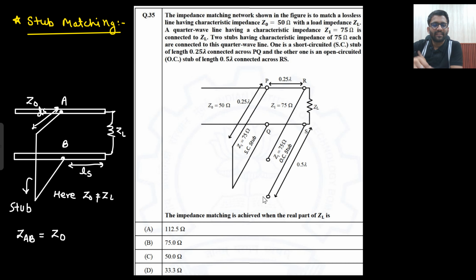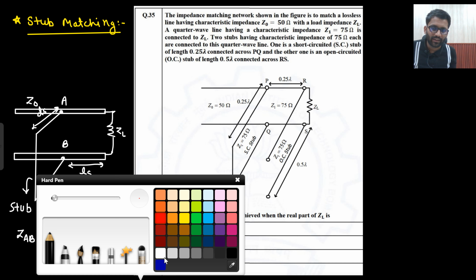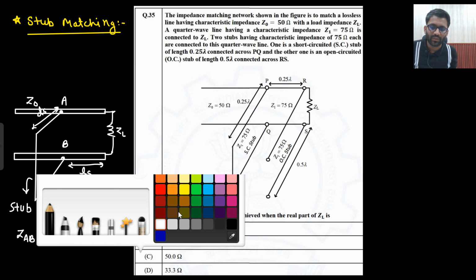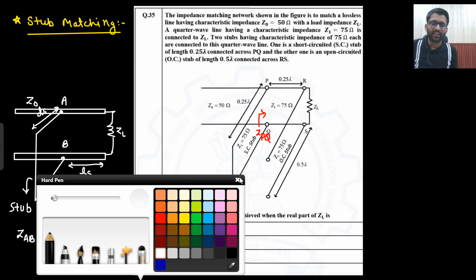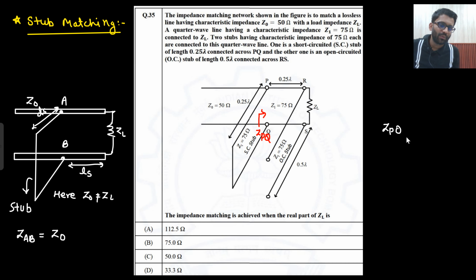The impedance matching is achieved when the real part of ZL is equal to what? My target is to find ZPQ. First I will find ZPQ, and then I will put this ZPQ equal to Z naught. So this is the target of this question. You just need to know the meaning of impedance matching: whatever impedance you see on this side should be equal to Z naught. So ZPQ should be equal to Z naught.